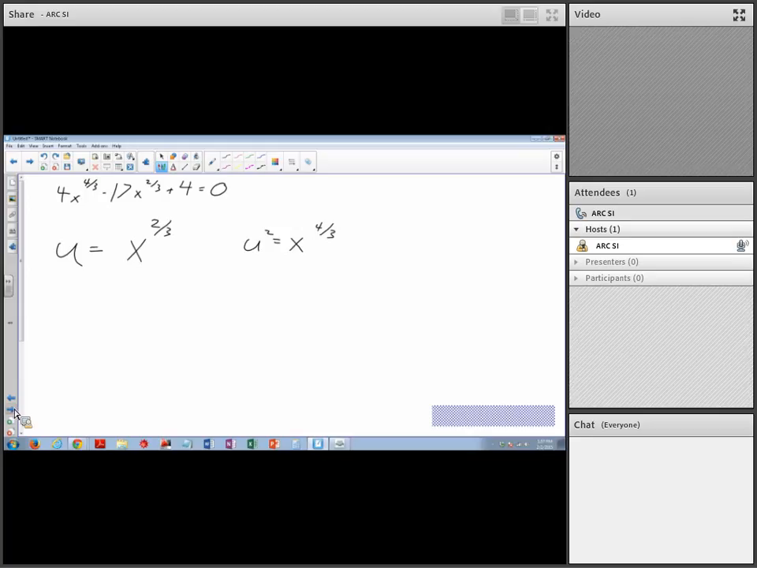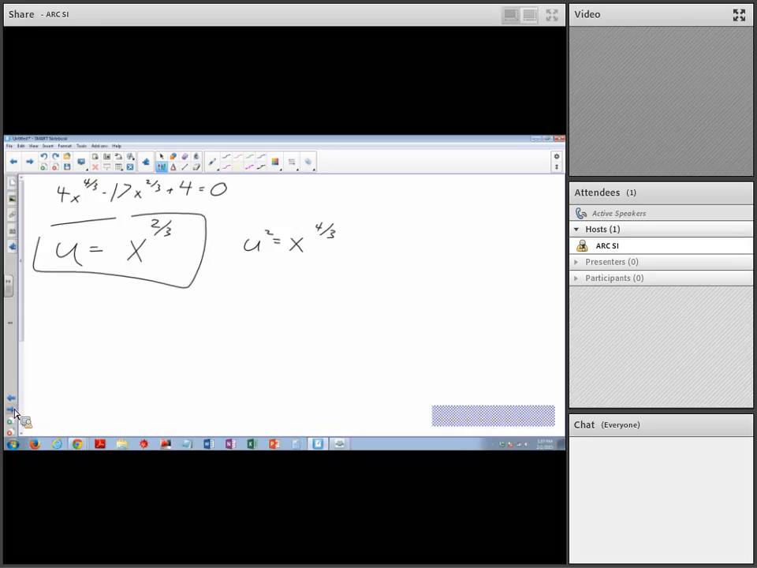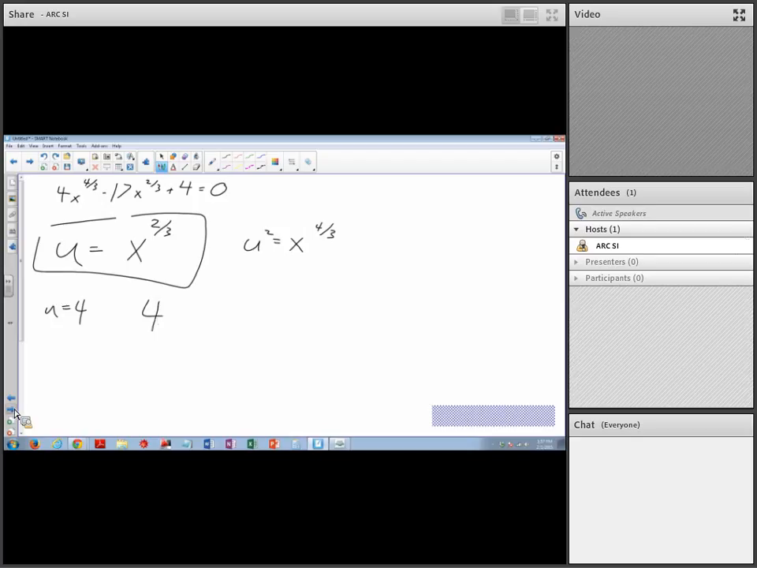So you got an answer for u, right? You got u equals 4. So you have 4 equals this, right? Yeah. Okay. Can you solve this? To get rid of the 2/3 exponent, multiply both sides by the 3 halves exponent. So 4 to the 3 halves. What is that? That is a number. You can give that to me without an exponent.